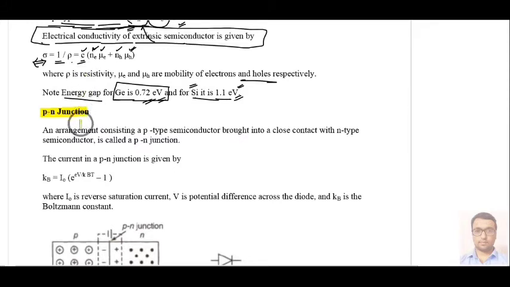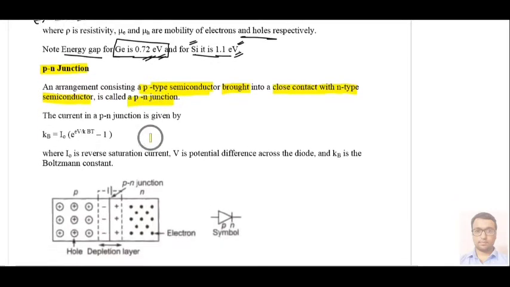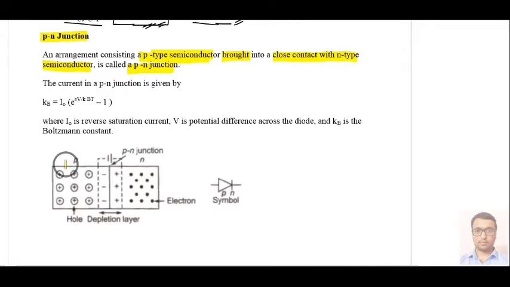When we connect a p-type semiconductor and bring it in close contact with an n-type semiconductor, then a p-n junction is formed. Here in the diagram you can see one p-type semiconductor. In p-type the majority charge carriers are holes, and these holes are due to the impurity that we have added, that was trivalent elements.